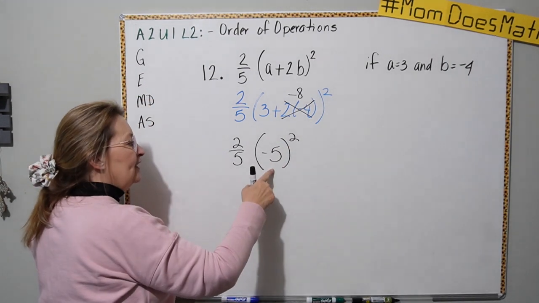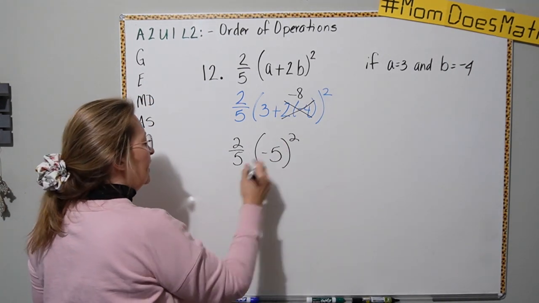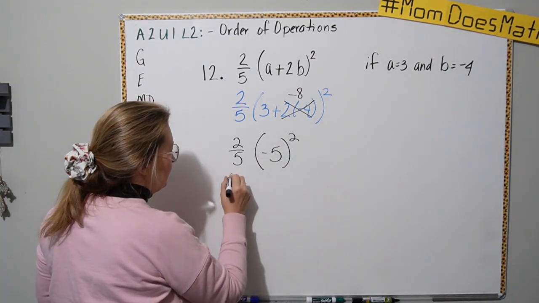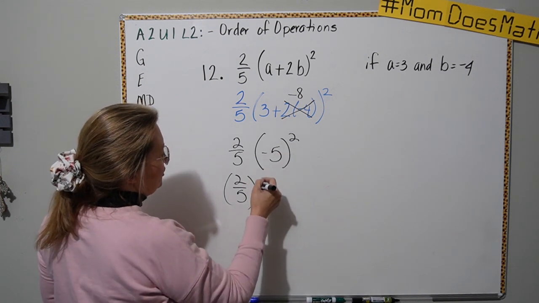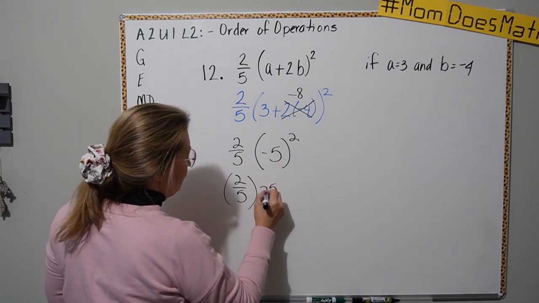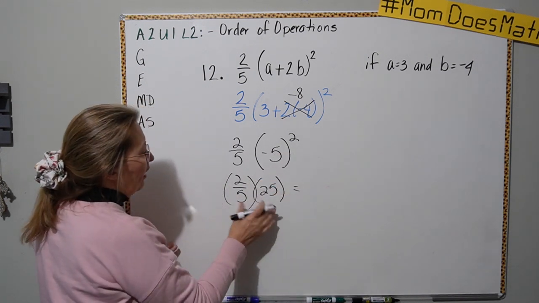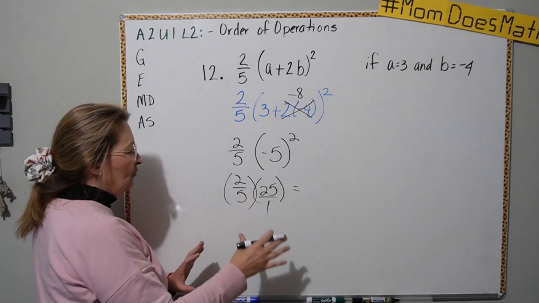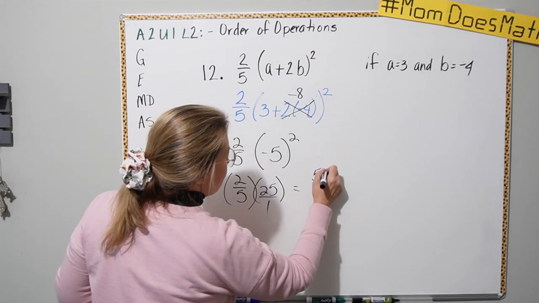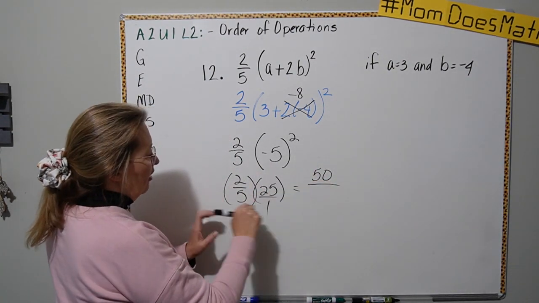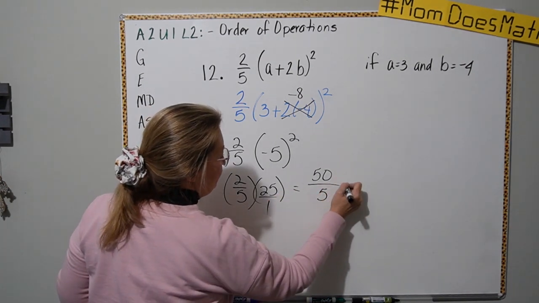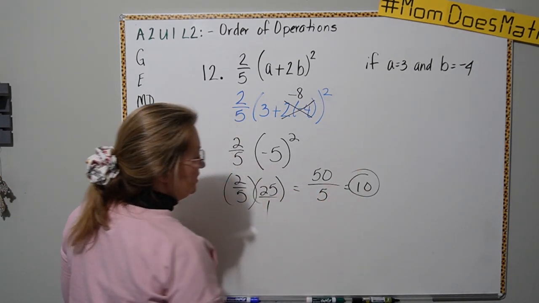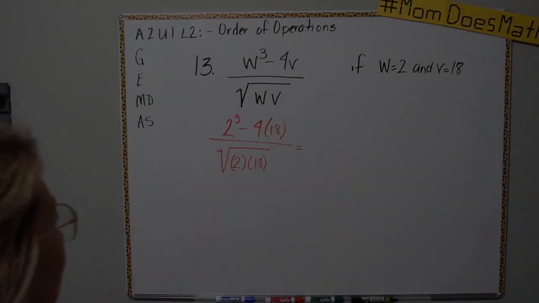When you have the negative inside the parentheses and the exponent outside, then it can change the sign. So that's going to be positive 25. Now when you multiply a whole number times a fraction, you got the whole number over 1. So multiply straight across the top, straight across the bottom. You get 50 over 5, which simplifies to 10.